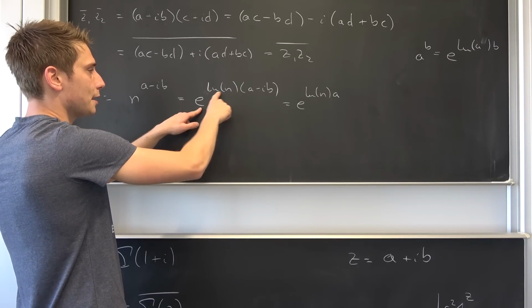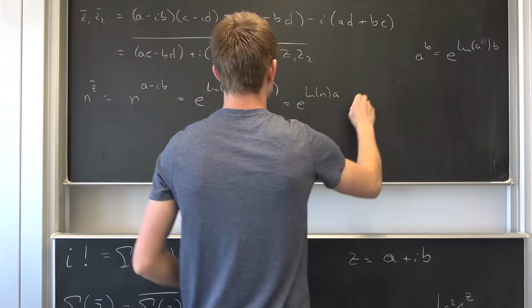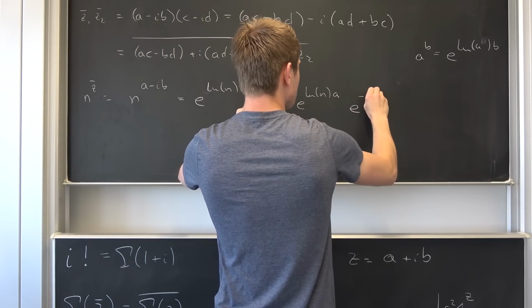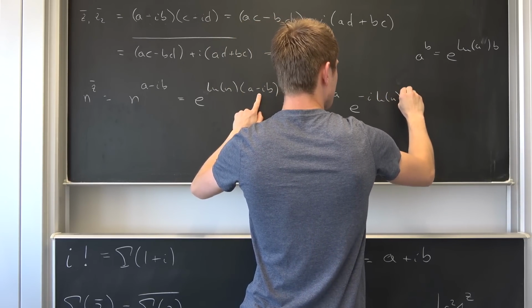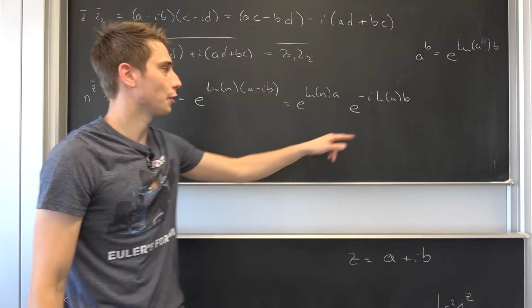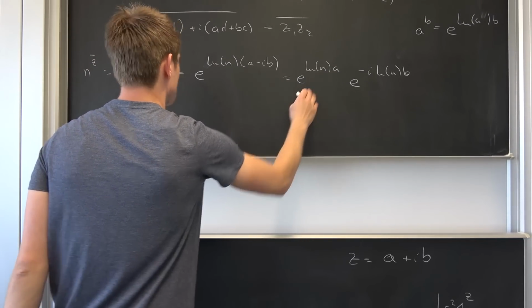Okay, so we can break this up if we distribute the natural log into everything. So times e to the negative i, and then we are going to have the natural log of n times b. I've made a proof on this thing right here. This is nothing but Euler's formula, okay? This is being preserved right here.